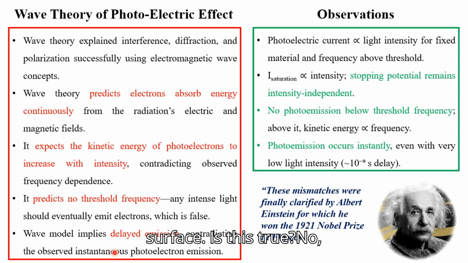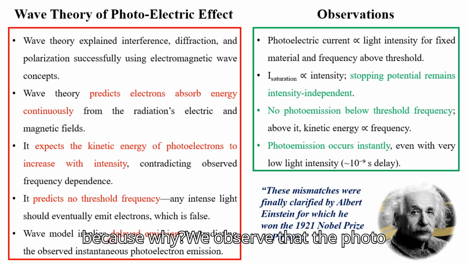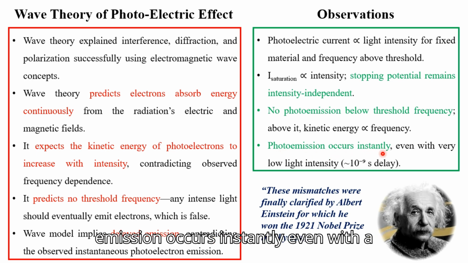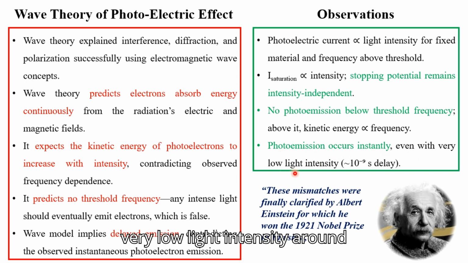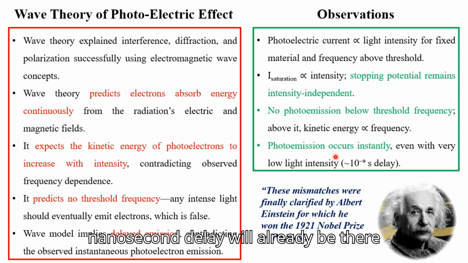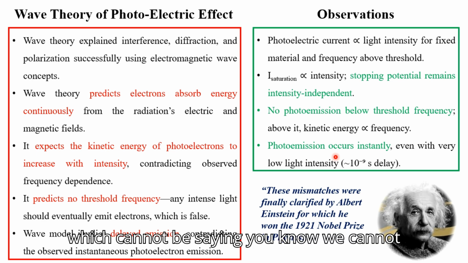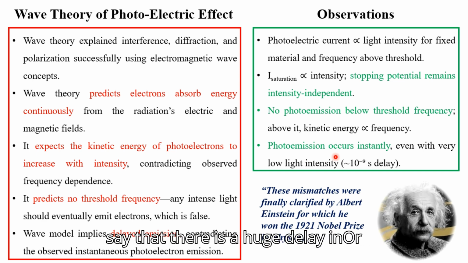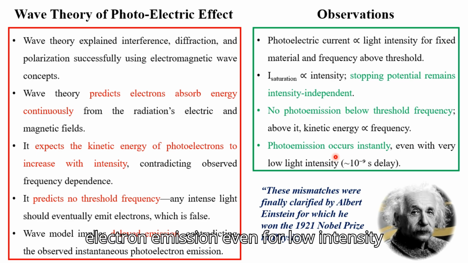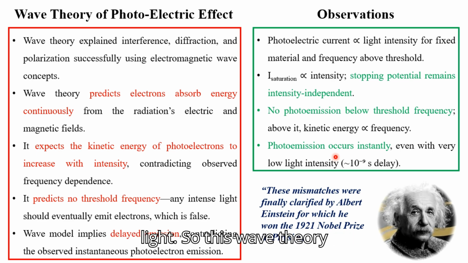Is this true? No. Because why? We observe that the photo emission occurs instantly even with a very low light intensity. Around a nanosecond delay will only be there, which we can't say is a huge delay in electron emission even for low intensity light. So this wave theory was unsuccessful in explaining the photoelectric effect to its full capacity.